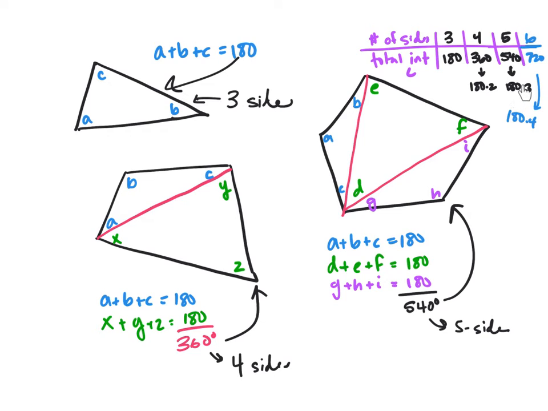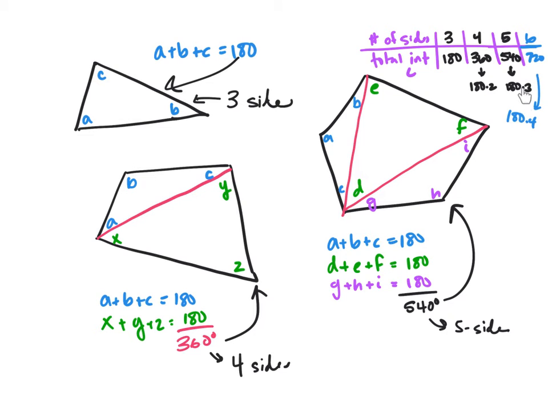And from that, we could maybe say, well, what if it had 10 sides? I wonder what a polygon with 10 sides, what its total number of interior angle degrees would be. I could keep this pattern going and say, okay, for 7 it'd be 180 times 5, for 8 it'd be 180 times 6, for 9 it'd be 180 times 7, and for 10 it'd be 180 times 8.